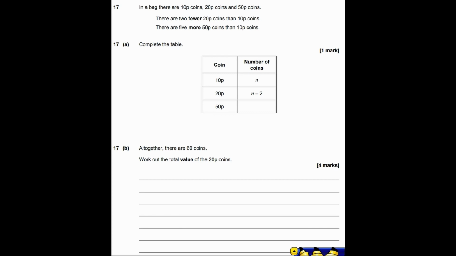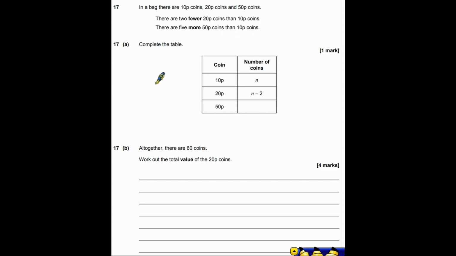Question 17. In a bag there are 10 pence coins, 20 pence coins and 50 pence coins. We are told there are 2 fewer 20 pence coins than 10 pence coins. And also there are 5 more 50 pence coins than 10 pence coins. And we're asked to complete the table.